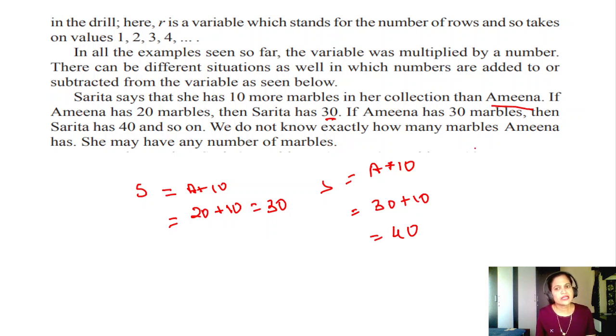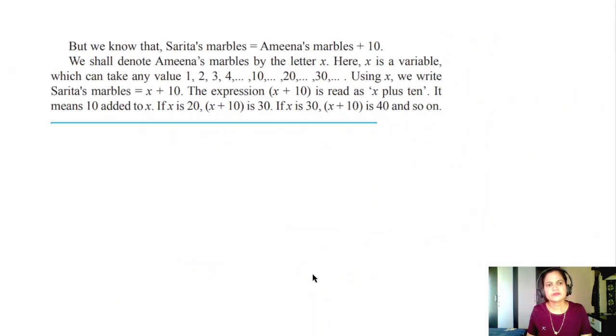We do not know exactly how many marbles Amina has. Sarita's marbles depend on the number of marbles Amina has. She may have any number of marbles. But we know that Sarita's marbles is equal to Amina's marbles plus 10. We shall denote Amina's marbles by x. So the rule, or formula, becomes x plus 10, where x can take any of the values 1, 2, 3, 4, 10, 20, 30, any value.